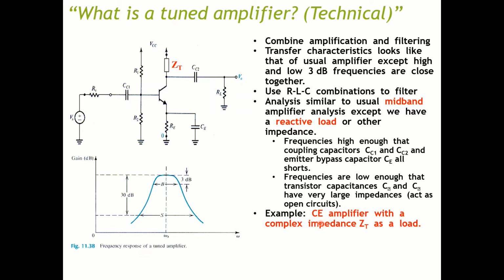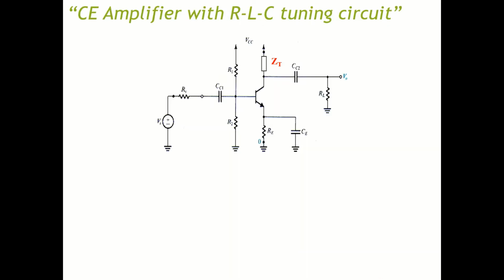So an example is this one, when you have a common emitter amplifier with complex impedance ZT as a load, and usually ZT is a parallel combination of R, L and C. So you can have ZT equal to R parallel with the impedance of L and the impedance of C. So now let's analyze this RLC tuning circuit with the ZT as a load.